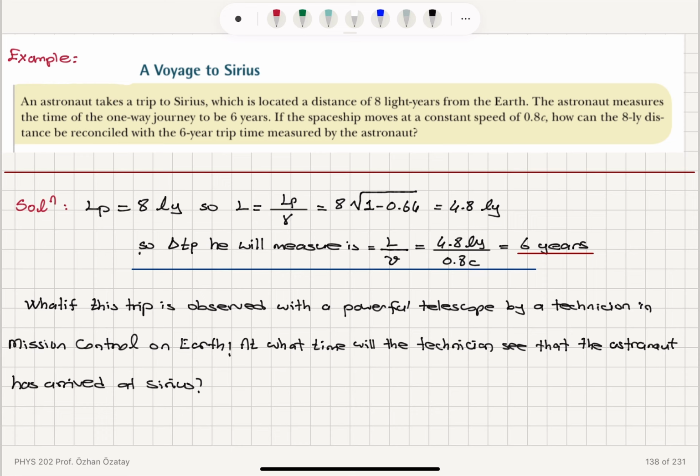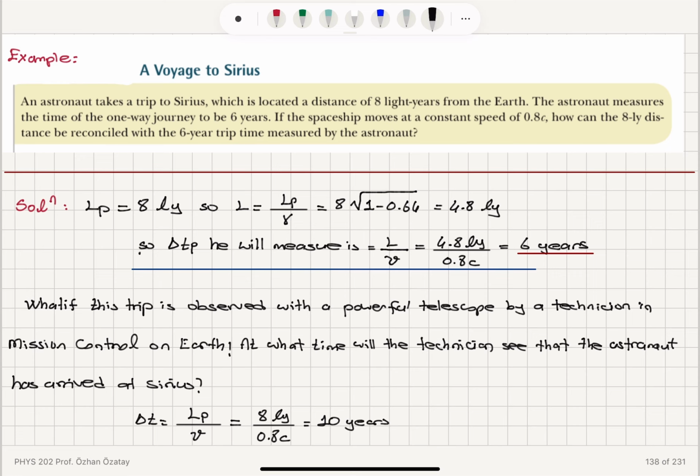So this can be understood. Now, but if this trip is observed with a powerful telescope by a technician in mission control on Earth, at what time will the technician see that the astronaut has arrived at Sirius? Okay, so with respect to the Earth observer, how long does it take to reach Sirius? Delta T, that's the proper length LP that the Earth observer measures divided by v. So it's going to be 8 light years divided by 0.8 c. So that's going to make 10 years.